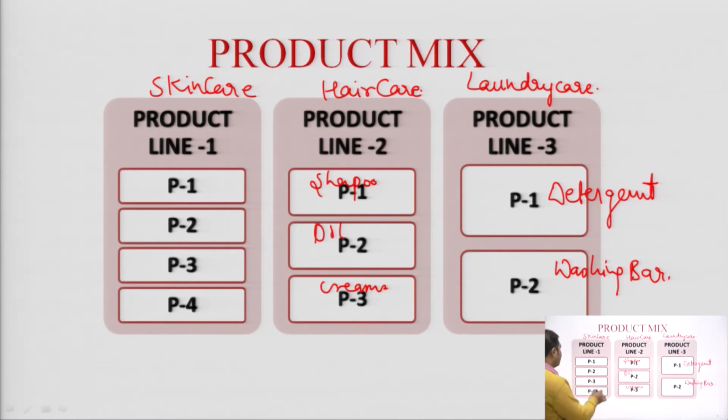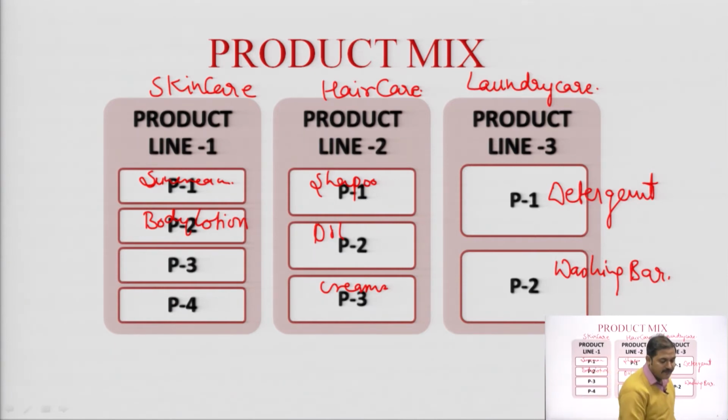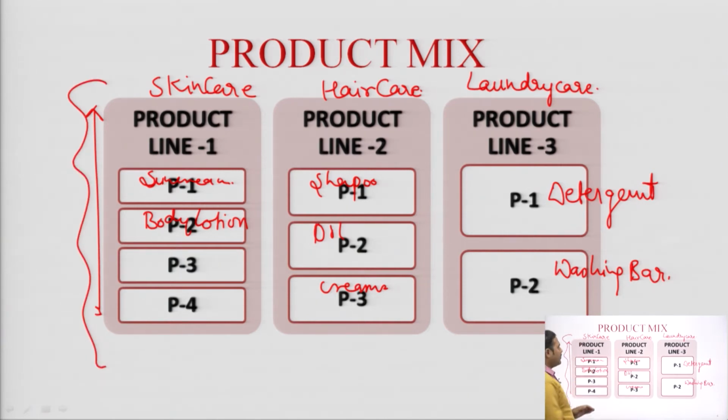In skin care we can talk about products like sunscreen, body lotions, and other products like day care creams, night care creams, and anti-aging creams. What we can clearly say is that they are all constituting one aspect. They have one common characteristic and fall into one particular area, and that is why they are considered one product line. That is why it is written here as product line 1 and product line 2.